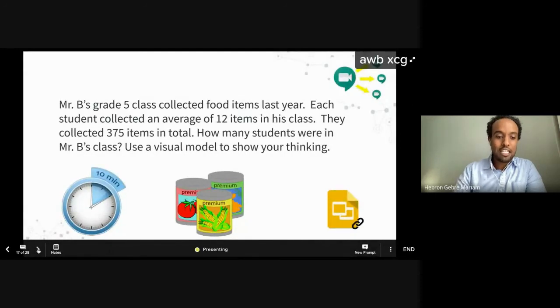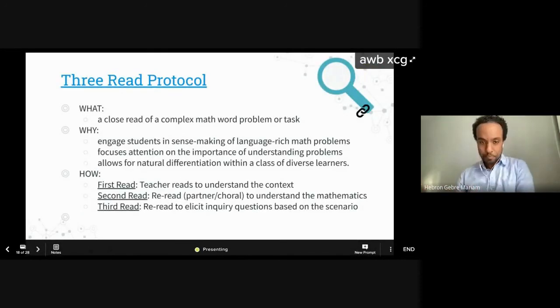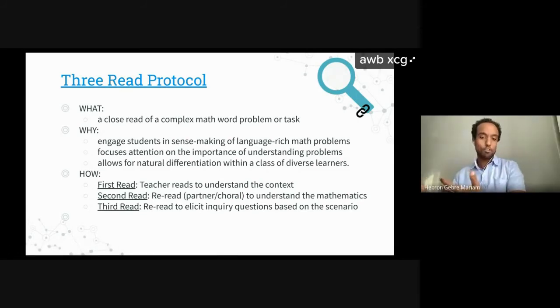So what we just did together was called a 3-read protocol. And you'll notice that I was reading the text to you repeatedly. It's a closed read of a complex math word problem or task. The purpose of it is to engage students in sense-making, especially if it's language-rich mathematics. It focuses attention on understanding what's happening in the situation before we get the numbers and start doing operations, because students want to just take the numbers and do stuff with them. So it encourages conceptual thinking and understanding what's going on.